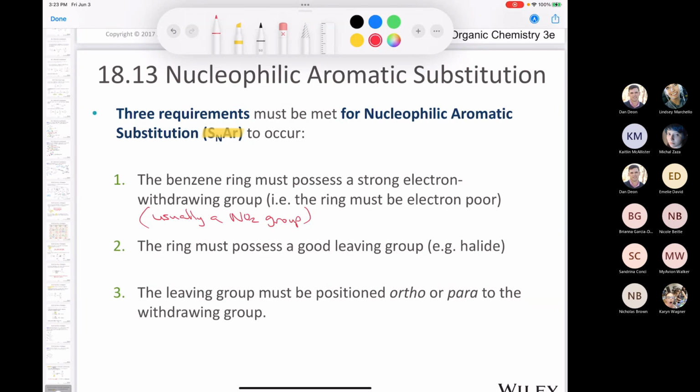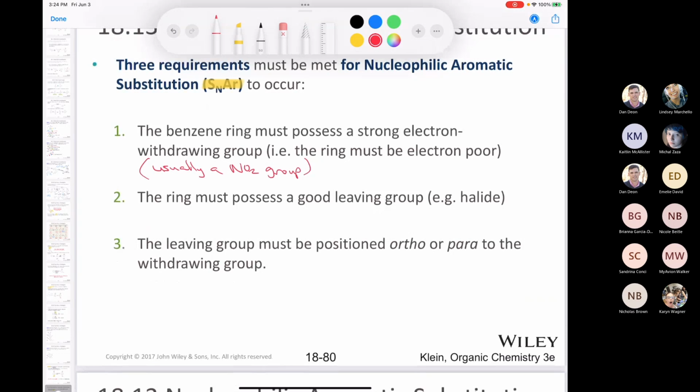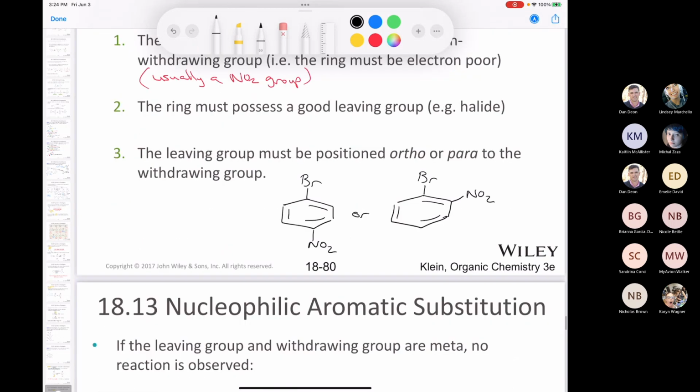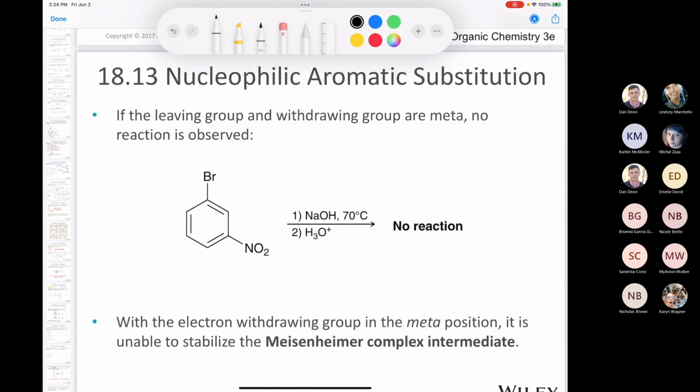And number three, the leaving group has to be positioned ortho or para to the withdrawing group. Let's check it out. If I just redraw that molecule, our leaving group, our bromine, was para to the nitro group. So we would also see a similar reaction if we had the bromine ortho to the nitro group. We'd still see the SNAr chemistry. If the leaving group was meta to the electron withdrawing group, you get nothing. No reaction. Zilch. Doesn't work. And this, again, is something they love to ask on those standardized exams.